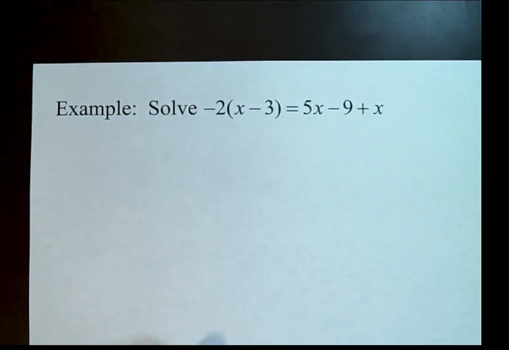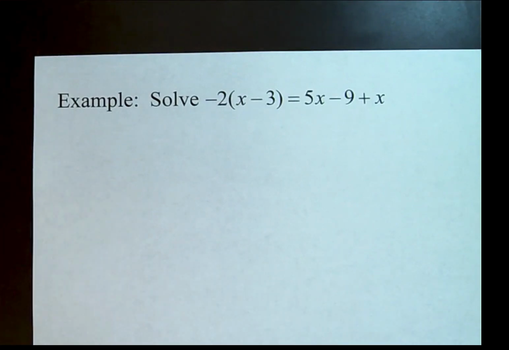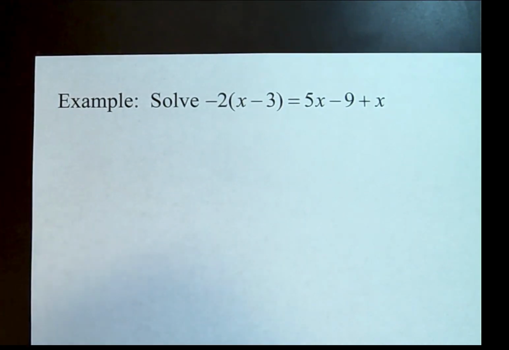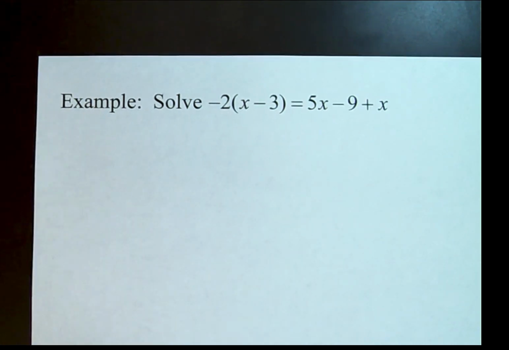Okay, so here is an example using the procedure, and I'm going to start with an equation that doesn't have fractions in it. This one should be a review for you. The fraction ones are always harder, but we'll start without fractions. So solve minus 2 times the quantity x minus 3 equals 5x minus 9 plus x. So step 1 in our procedure is to clear out denominators of fractions, but we don't have fractions. Step 2 is to remove any parentheses using the distributive property.